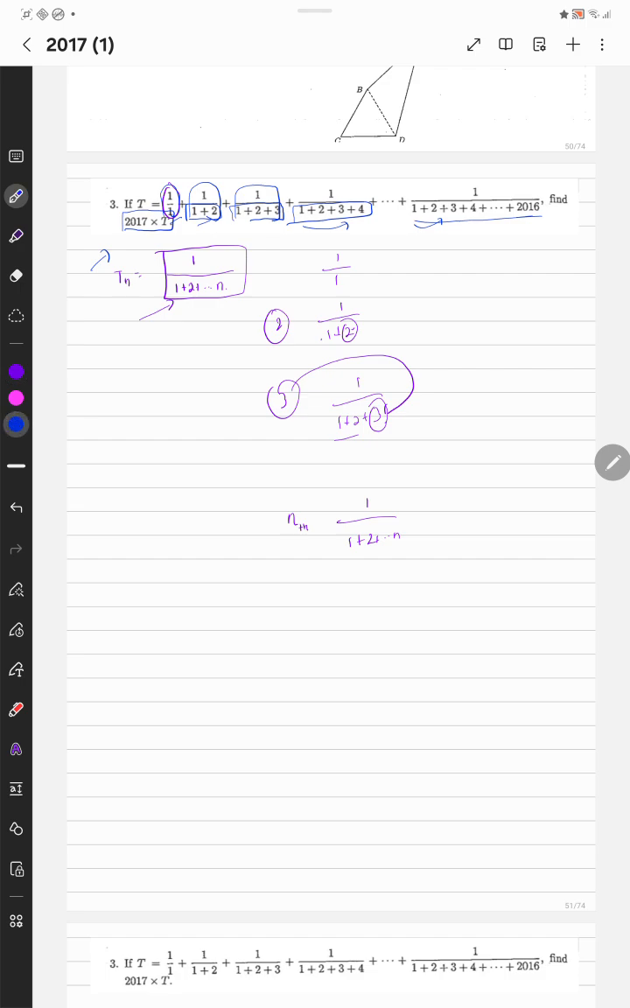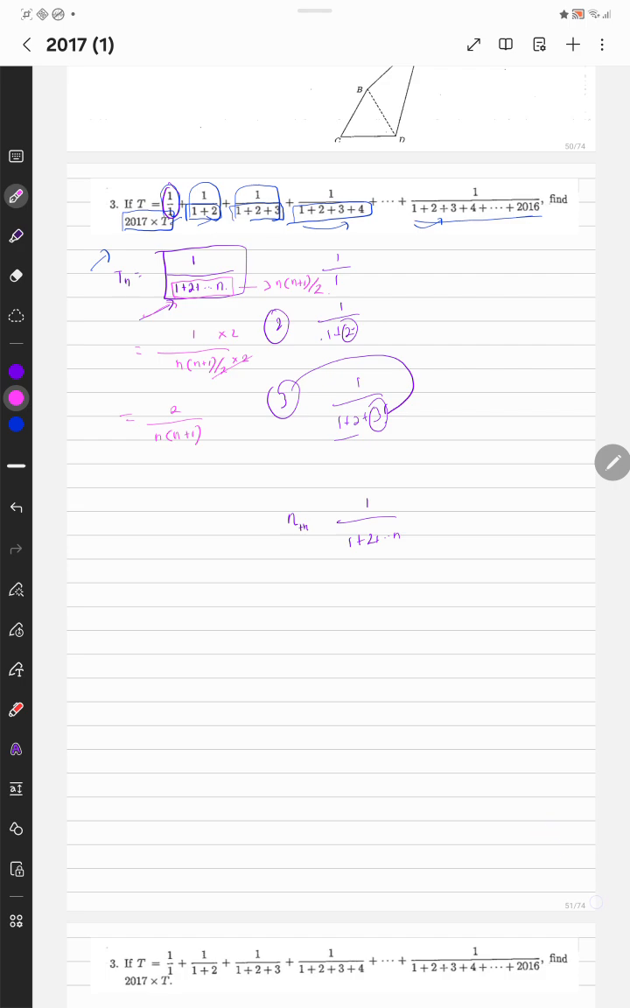If you can write it like this, you can see something further as well. 1 plus 2 plus up to n is n times n plus 1 divided by 2, because of the sum of those numbers. So you can write it as 1 over n times n plus 1 divided by 2. Now you can simplify it further by multiplying the denominator and numerator by 2, and you get 2 over n times n plus 1. For a specific term, you can write it like that.